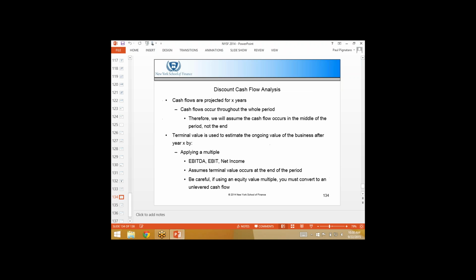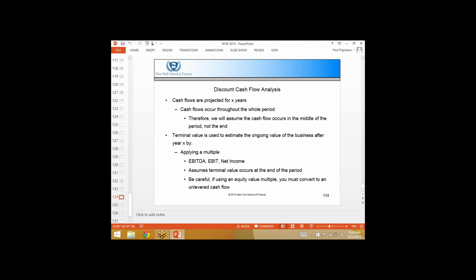So we calculate unlevered free cash flow. We project it out for X number of years, however long you've built your model, 5 years, 7 years, 3 years, and you discount that back to present value using some discount rate. We didn't talk about discount rates yet. We assume 10%. And that gives us the current value of the business for the first X years. In Walmart, we did 5.